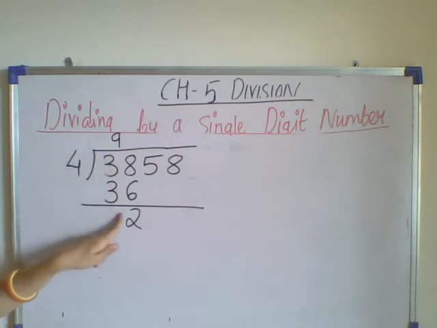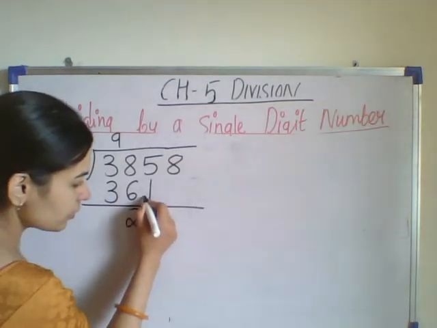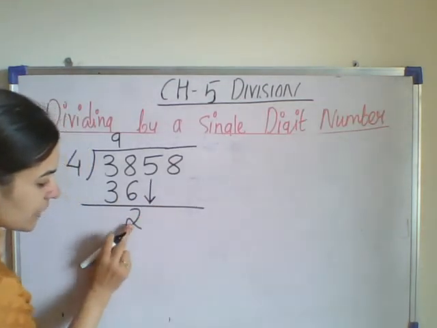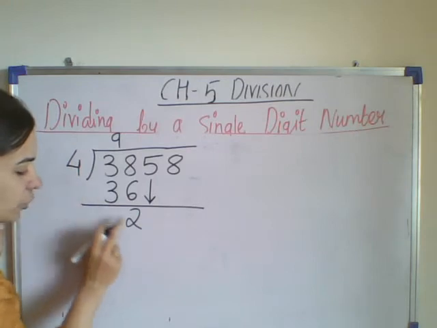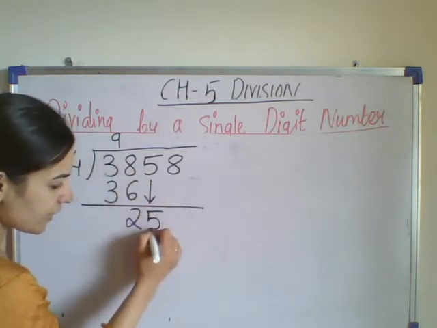Now what will we be doing again? Then we will be bringing down the digit 5. This digit 5 we bring down, because 2 is smaller than 4. So 2 will not be divided by 4. So we have to bring down 5.